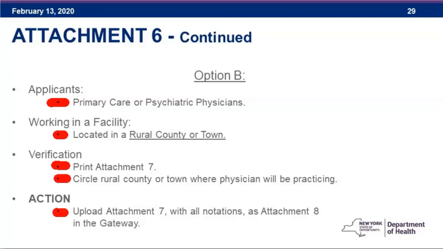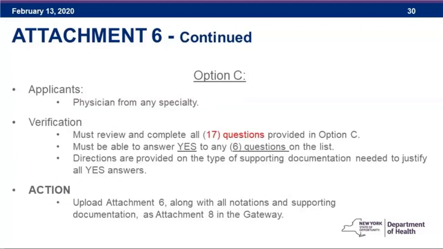Option C is the most lengthy, and it does apply to anyone who is a specialist. So this is where you would focus if you happen to be an orthopedic surgeon or in endocrinology. So we provide a list of 17 questions, and you must be able to answer yes to 6 of them. Please answer every single question. So if your answer happens to be no to any one of the questions, just note no. What we're looking for is the fact that you read all 17 of them and that you were able to answer yes to 6.